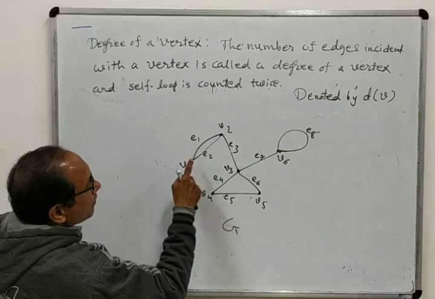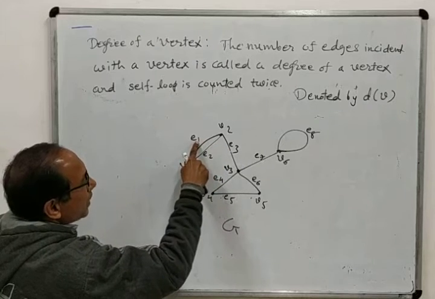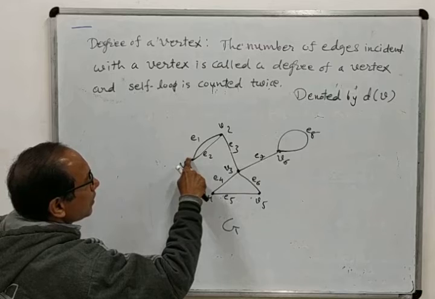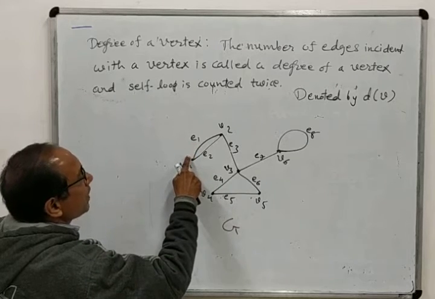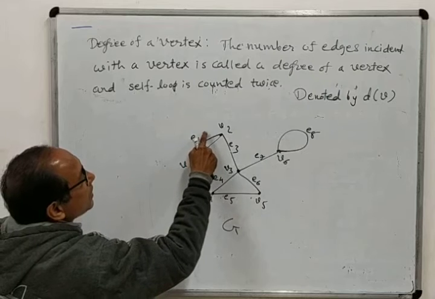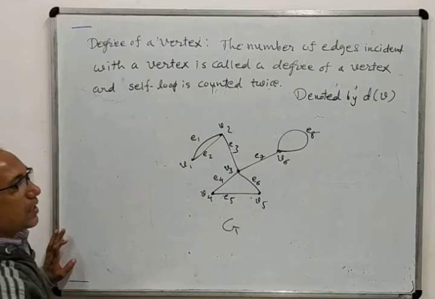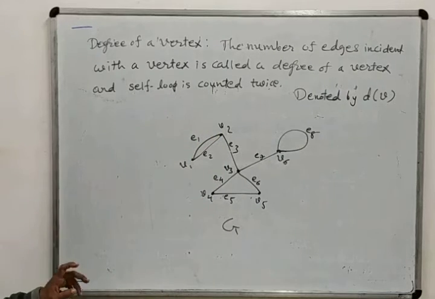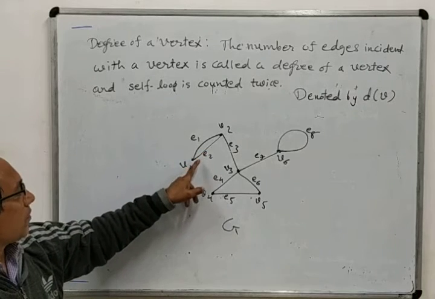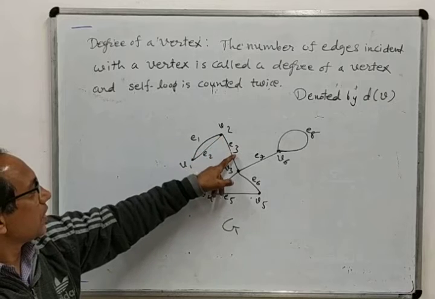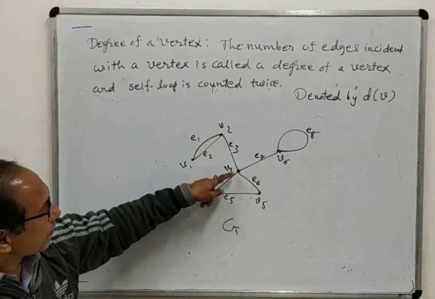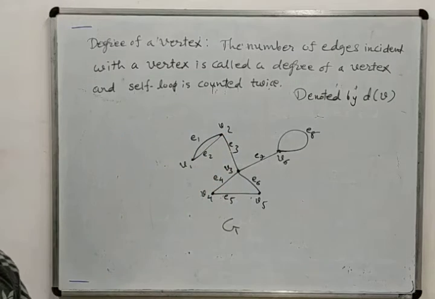Here we can see that E1 counts 1 degree for V1, and the same edge counts 1 degree for vertex V2. E2 also gives 1 degree to V1 and 1 degree to V2. E3 gives 1 degree to V2 and 1 degree to V3. So you must observe this.